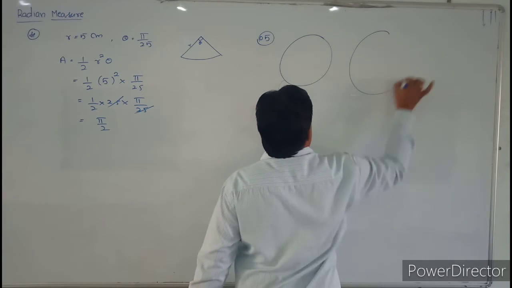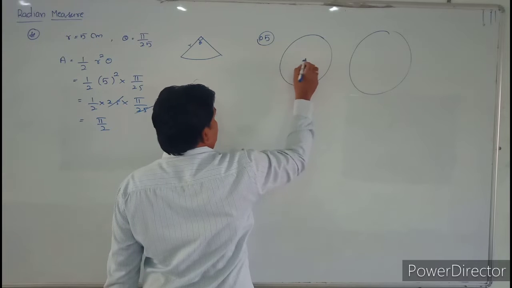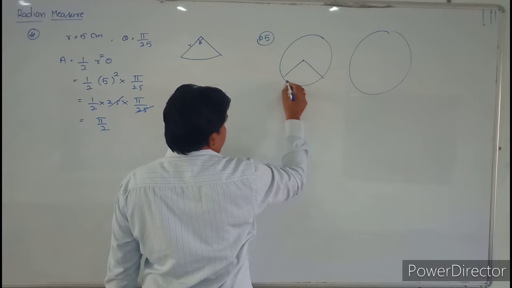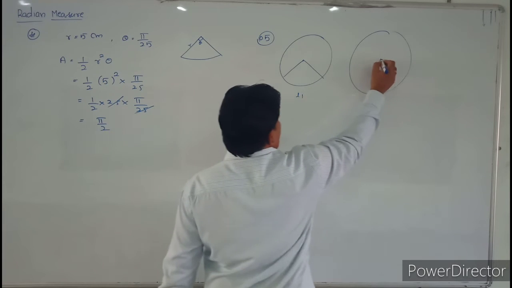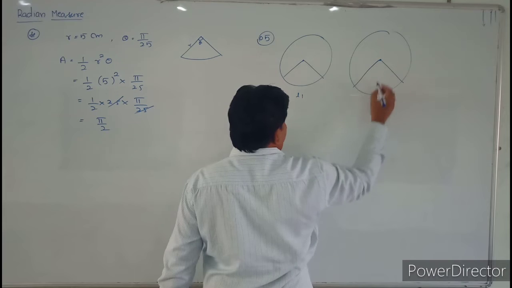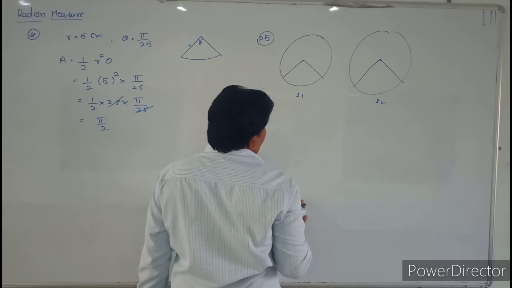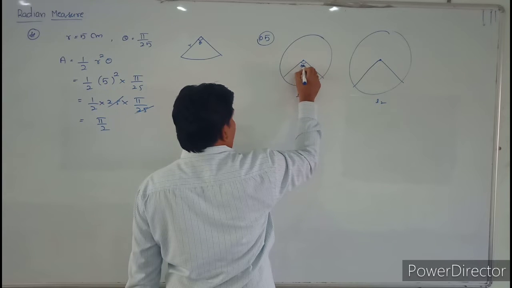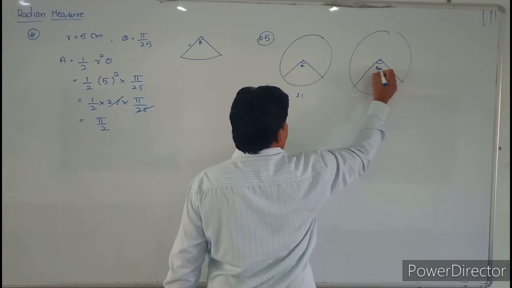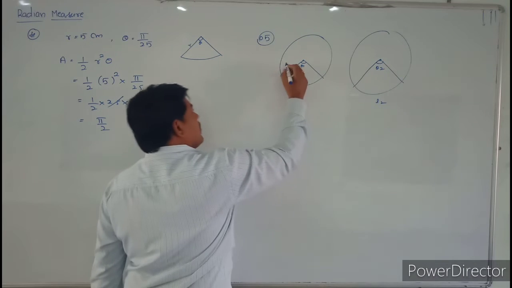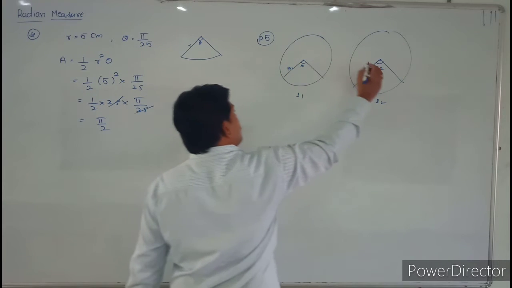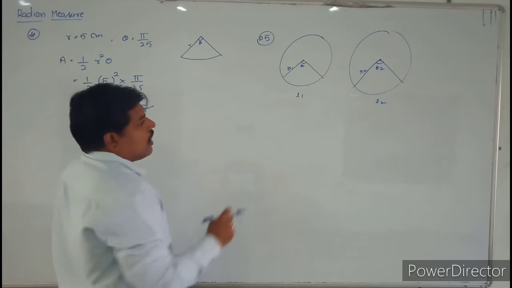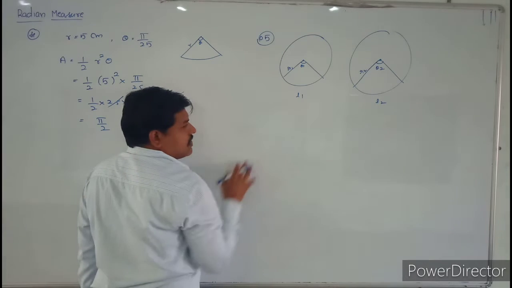Two circles are given. This is the first circle, and this arc length is L1, and this arc length is L2. They also give the theta values: theta 1 here, and theta 2 here. The radius of the first circle we take as R1, and the radius of the second circle is R2. They are given that the arc lengths are the same, that is, L1 is equal to L2.